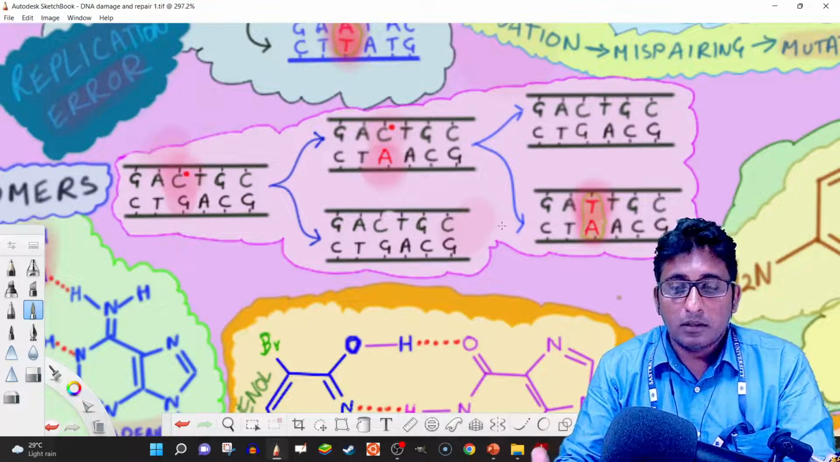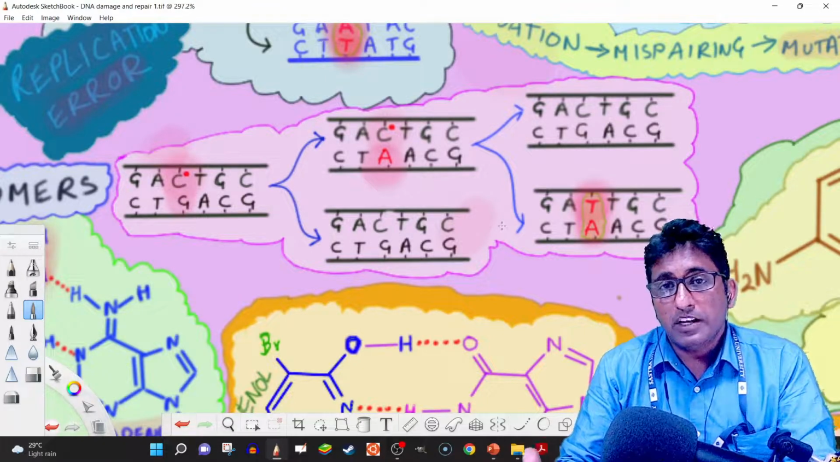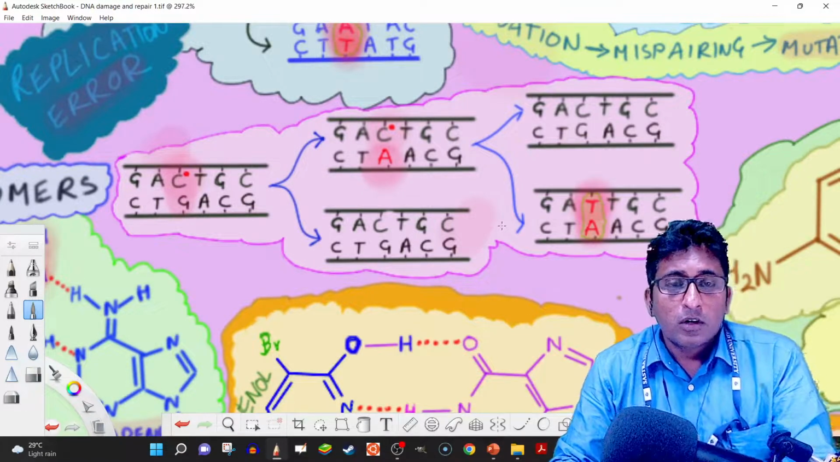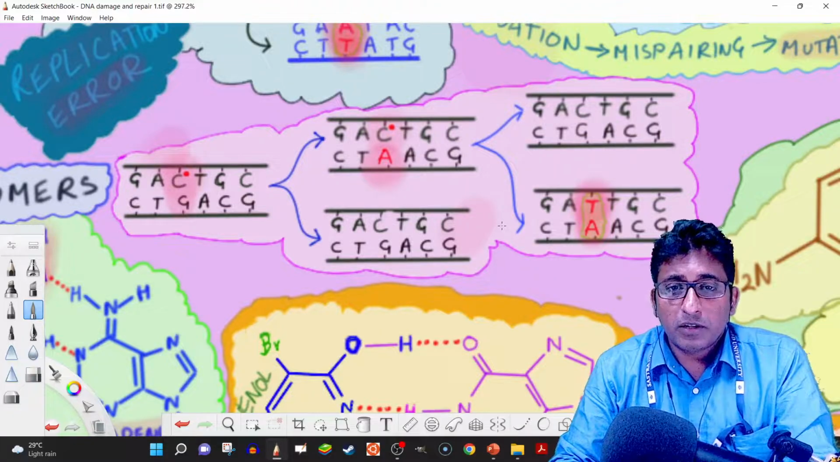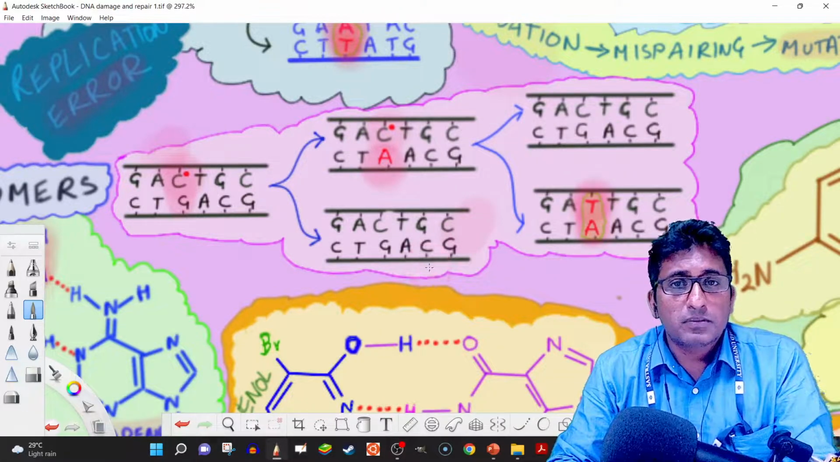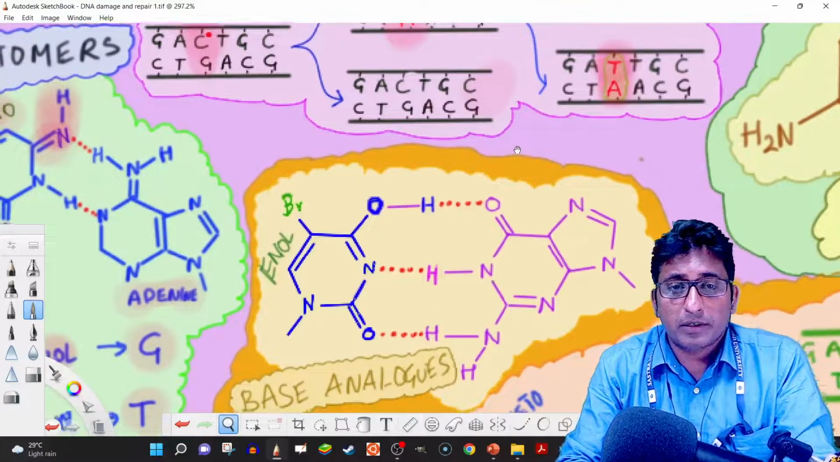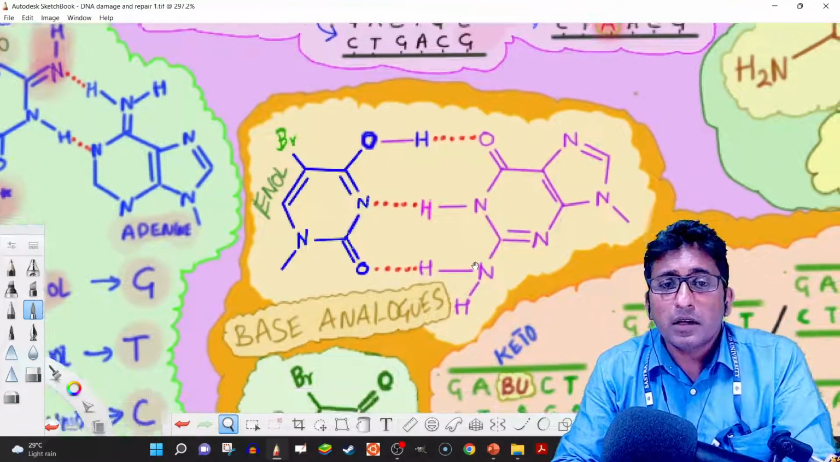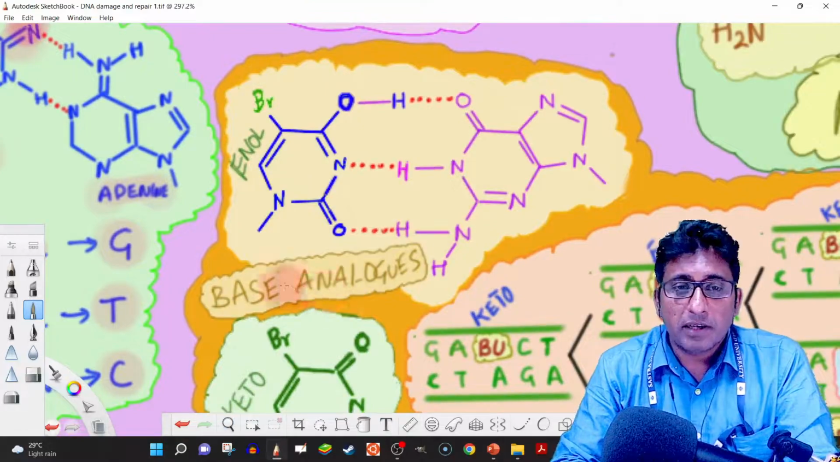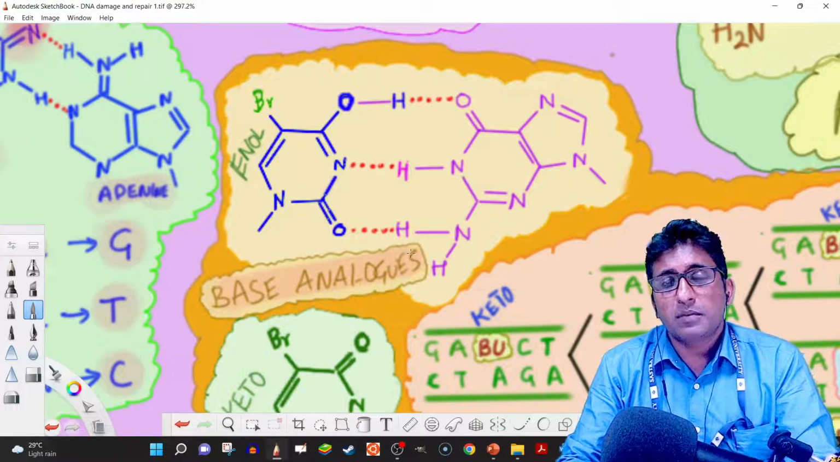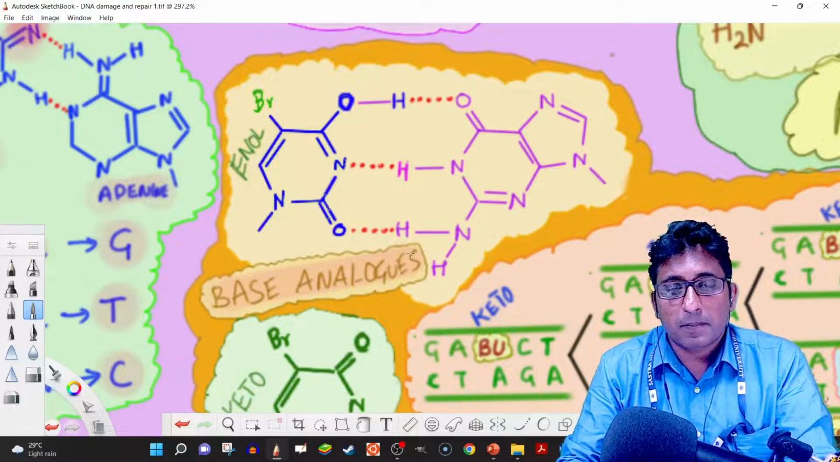It could be because of any additions, like oxidation, for example, or it could be because of tautomeric forms. Not just these, there are many other ways in which the base pairing between the bases could be affected. There are compounds called base analogs. As the name suggests, they look very similar to nitrogenous bases.